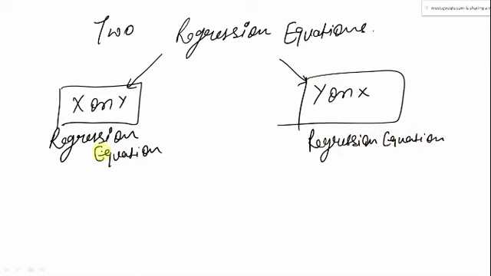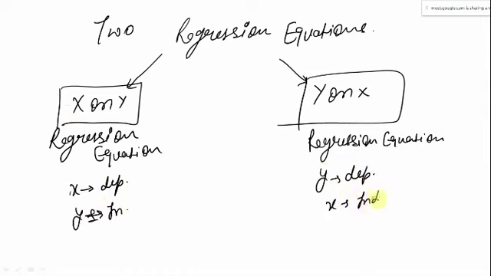X on y regression equation shows you that x is dependent and y is independent. In this case, x is dependent and y is independent. Over here, y is dependent and x is independent. So it is clear that if I'm given some value of y, let's suppose 5, and the value of x is being asked, which equation will I be using? X on y or y on x?